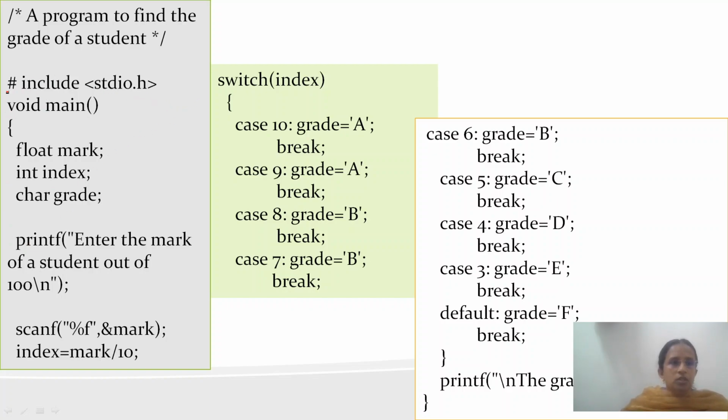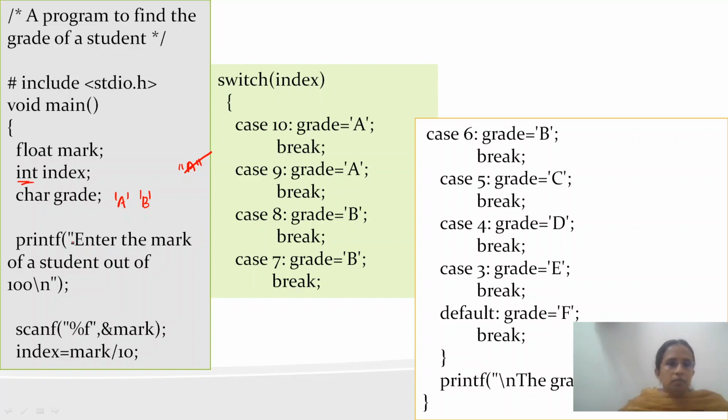Void main because the program does not return anything. Float mark, int index, character grade. This is for printing a character A, B, C, D, etc. See, these are all character constants, so you must know, you should not write like this. This is wrong. You have to use single quotes. This must be declared int because we want an integer value.